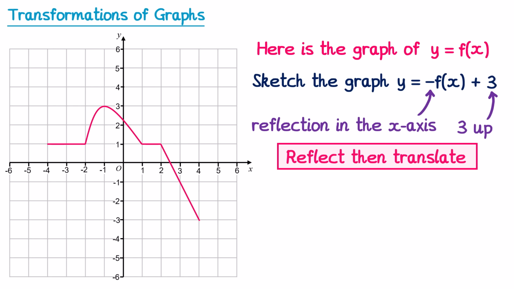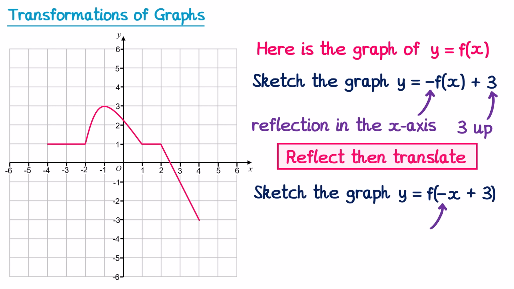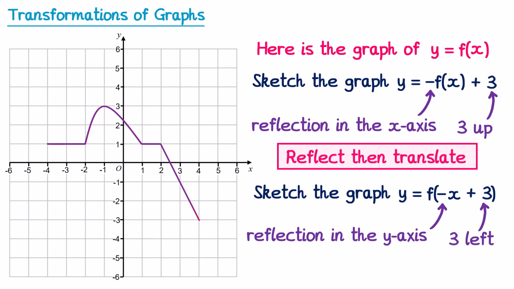There's a second example where we also need to take care. So if we had to do the graph of f of negative x plus 3. So in this one, the negative inside the function here is going to be a reflection in the y-axis, and this plus 3 here is going to move it 3 units to the left. So if we take the graph and do the reflection first, the reflection in the y-axis looks like this, and then move it 3 units to the left, we end up here. If instead we take the graph and move it 3 units to the left first, and then reflect this in the y-axis, we end up with this graph here.